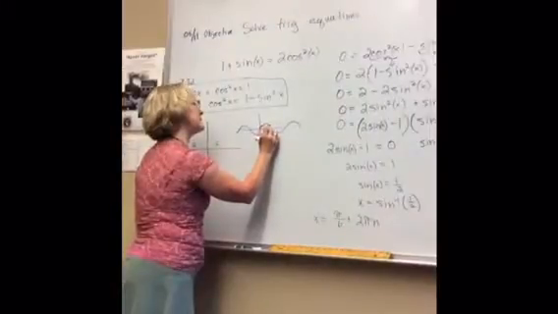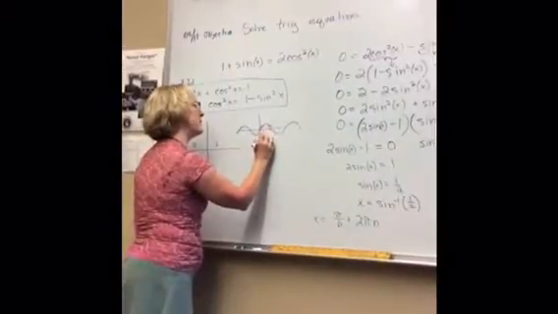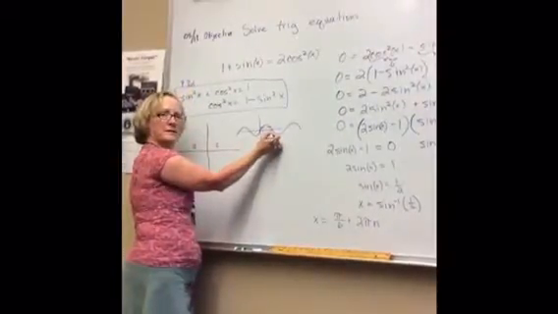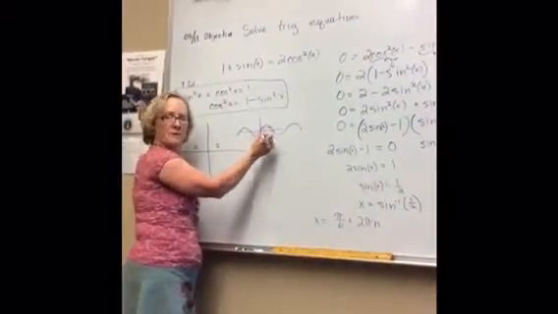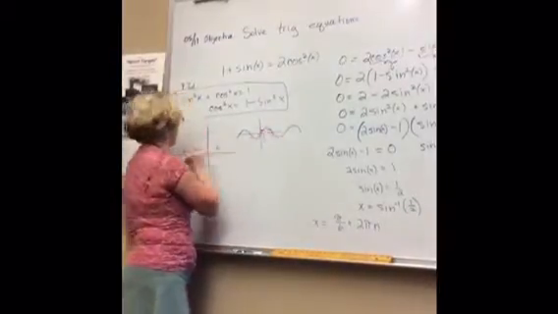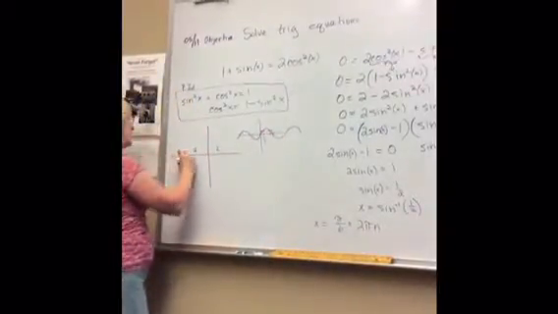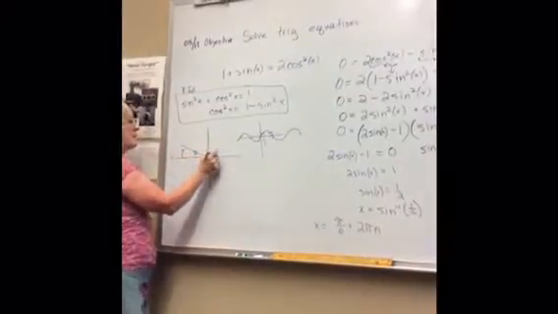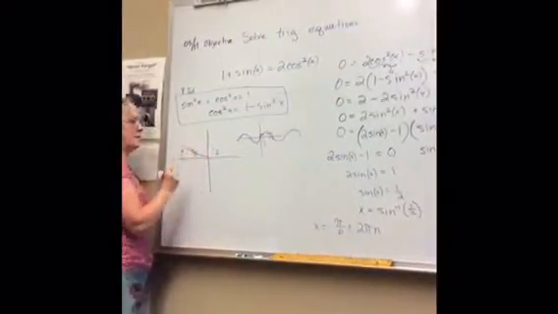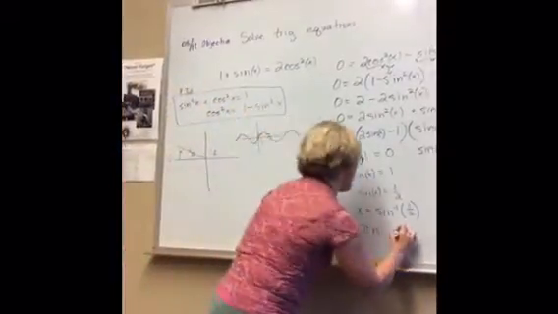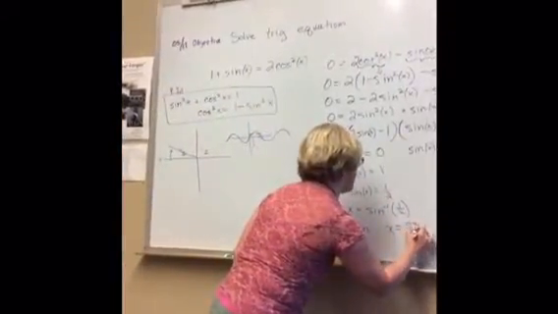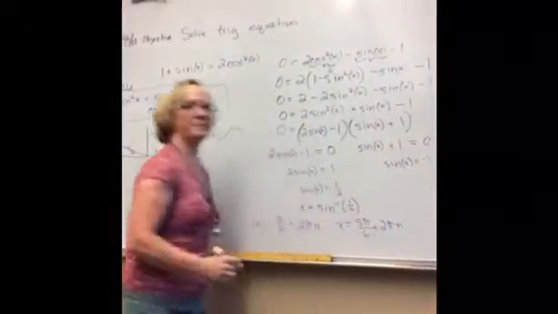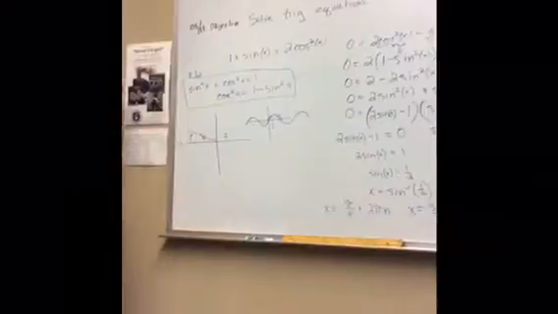So there's a couple ways to think about it. Here's pi over 6, right? This is pi, so we can go back pi over 6 from pi, because it's symmetrical. So here's pi. If I go up pi over 6 this way, what is this angle right here? Okay, so x can equal 5 pi over 6 plus 2 pi n. Okay, good.